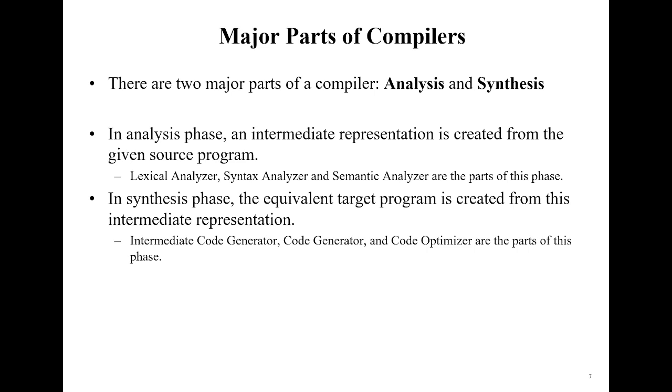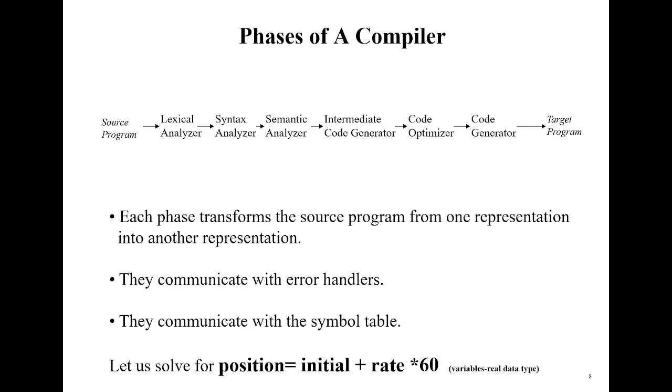Let us see the major parts of the compiler. The two major parts of the compiler are analysis and the synthesis. In the analysis phase, an intermediate representation is created from the given source program. Lexical analyzer, syntax analyzer, semantic analyzer are the parts of this phase. In the synthesis phase, the equivalent target program is created from this intermediate representation. The intermediate code generator and code optimizer are the parts of this phase. Right. So we'll see the phases of compiler.